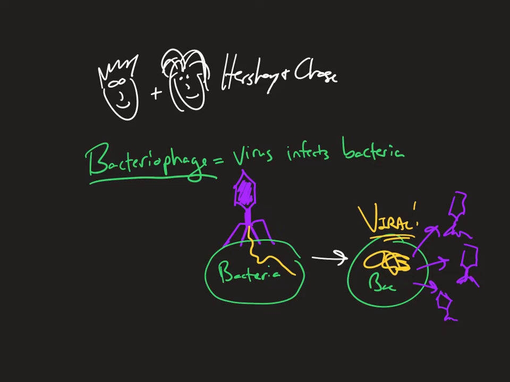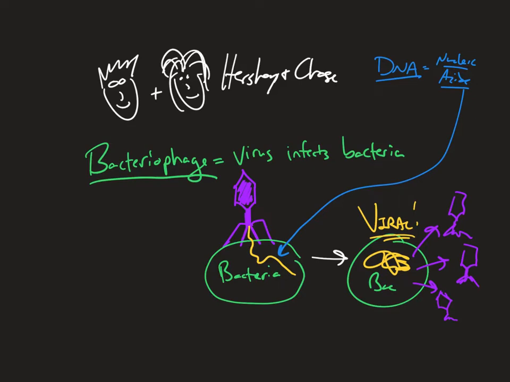Now, the question, as you might guess, is what is this stuff that's being injected into these bacteria? And so what Hershey and Chase did is they hypothesized that DNA, or nucleic acids, are probably what are being injected into these bacteria by bacteriophages. And if this were true, it would further support the work that Avery had done to show that the nucleic acids, or the DNA, are the genetic material of inheritance.